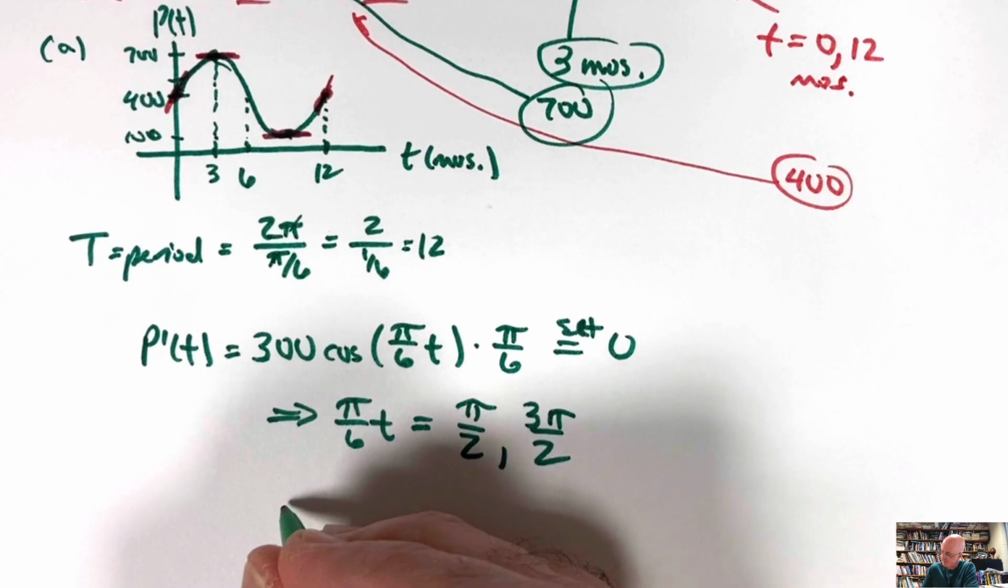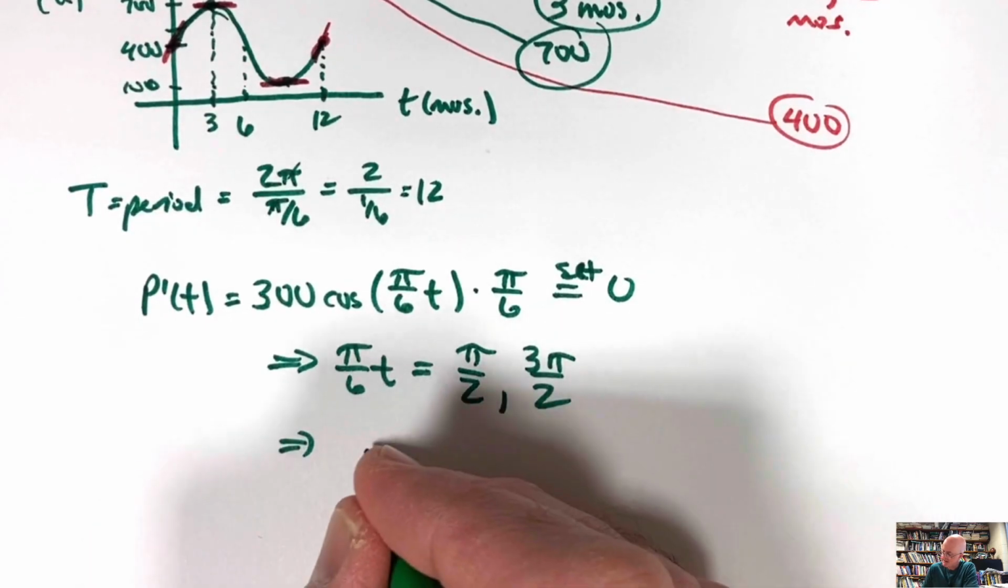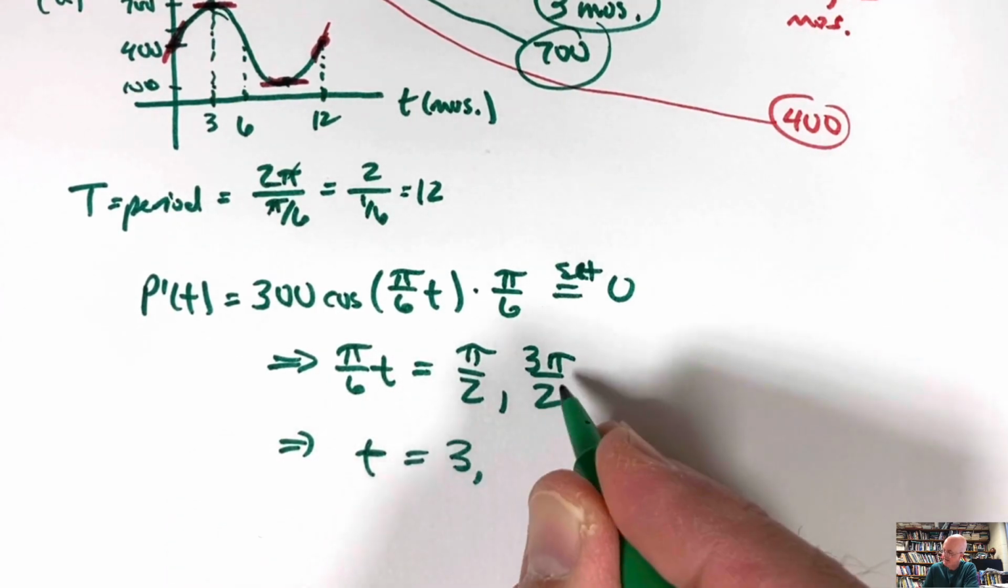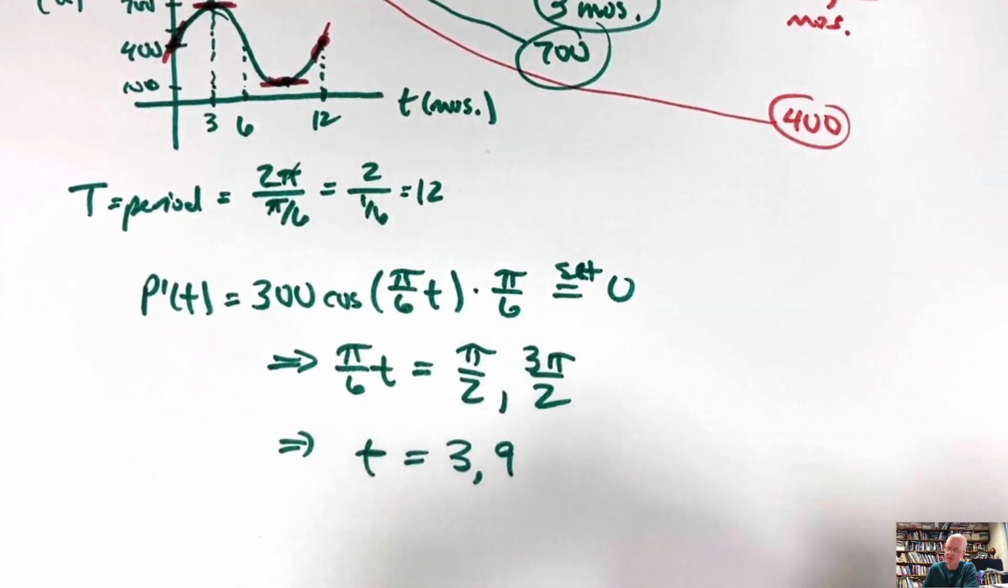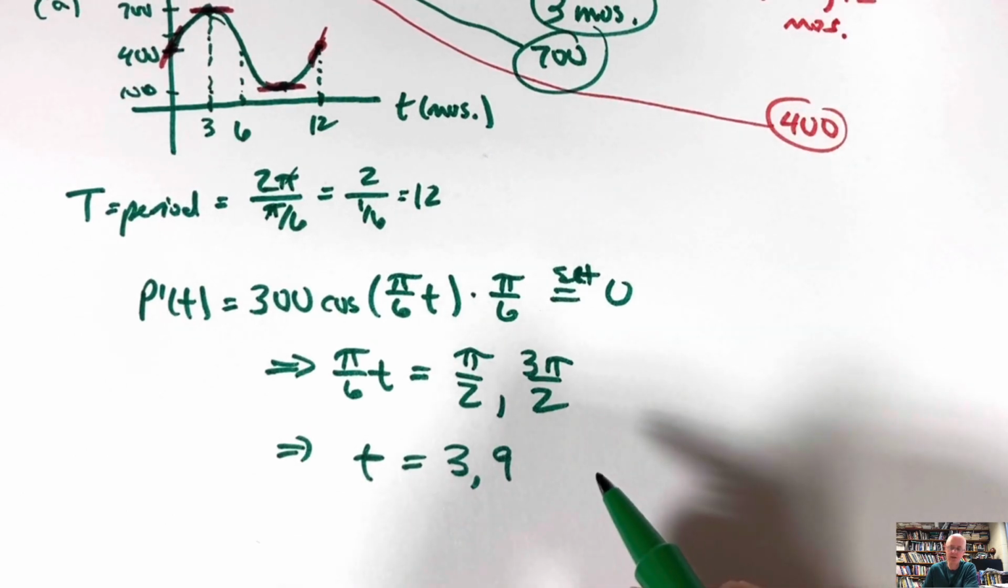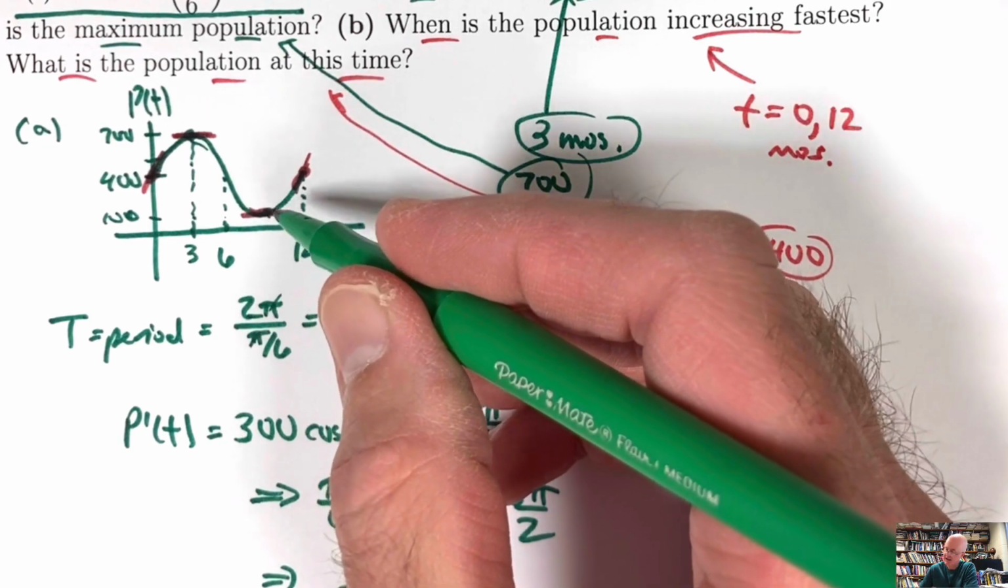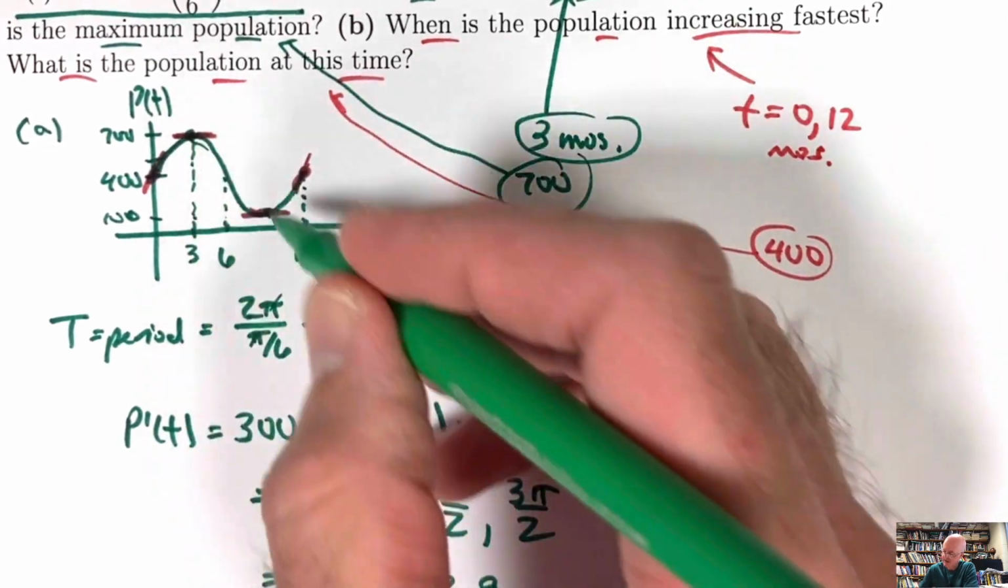Solve for t. Multiply both sides by 6 and divide both sides by pi. The pi's all cancel. 6 over 2 is 3, and 6 times 3 halves is 9. Yeah, those are the first two positive values of t where this derivative is 0 and where the original function has a tangent line with a slope of 0. And yeah, they give you a max and a min.